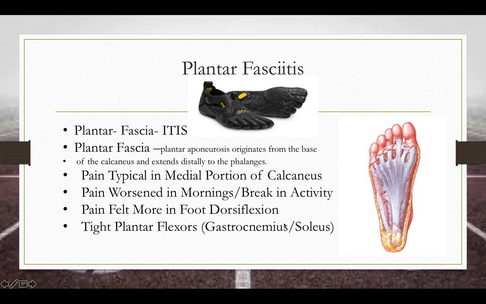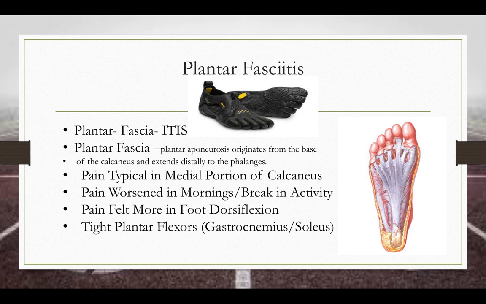Typically the pain associated with plantar fasciitis is on the medial portion of the calcaneus, so it's typically right around here on the medial aspect. A lot of people complain of this, and the pain is often worse in the mornings or upon returning to activity from a long break. If someone was sitting down for an extended period of time and got up, they would experience more pain from that.